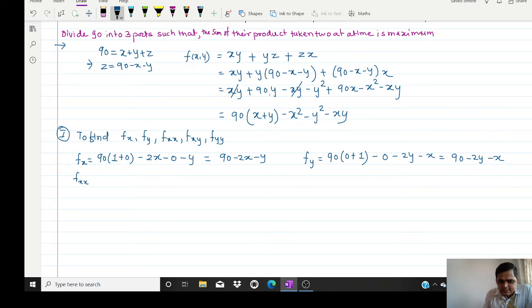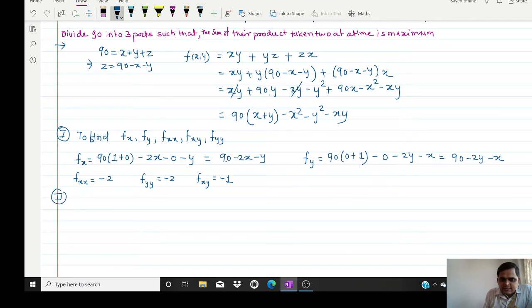Now what is fxx? Fxx is a partial derivative of fx with respect to x. So 90 derivative is 0, minus 2x, the derivative would be minus 2. Now fyy, that is a partial derivative of fy with respect to y. The second term derivative would be minus 2. The rest of the terms become 0. Now fxy, either you differentiate fy with respect to x or fx with respect to y. I will differentiate fx with respect to y. So 90 minus 2x, there is no y present, so these terms are going to be 0. The derivative of y will be 1, so answer is minus 1.